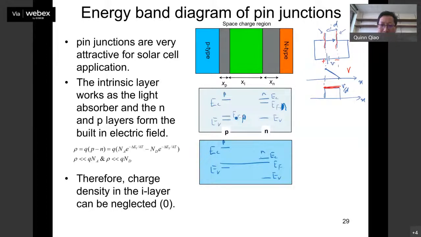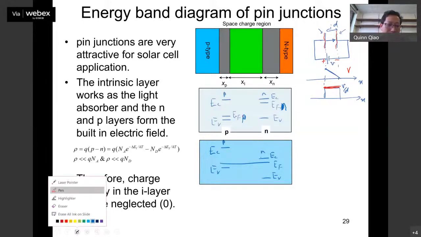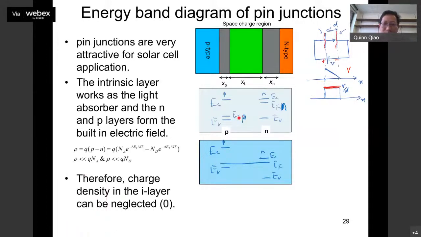You see that's basically a different color here. You see this one will get flat. That's basically EFN will move to here, this moves to here, and then that EC will be moved here, and EV will be moved here. That's what you see here.